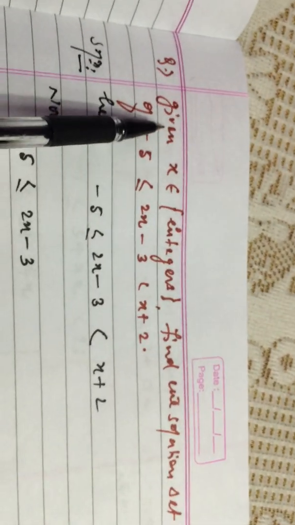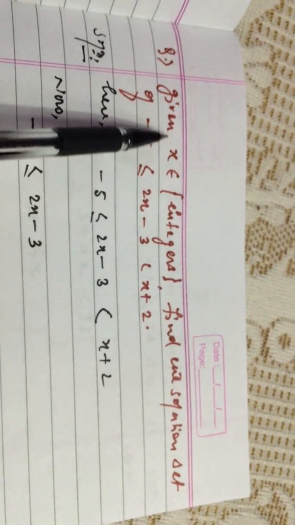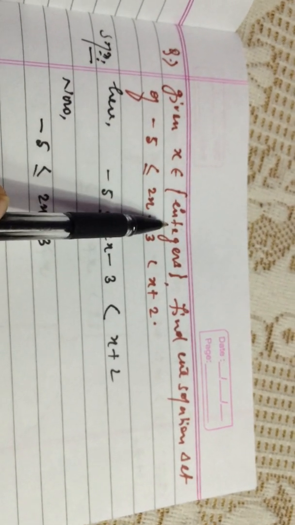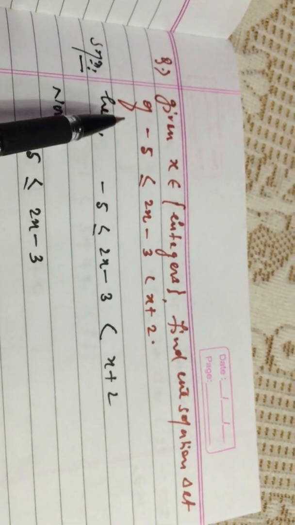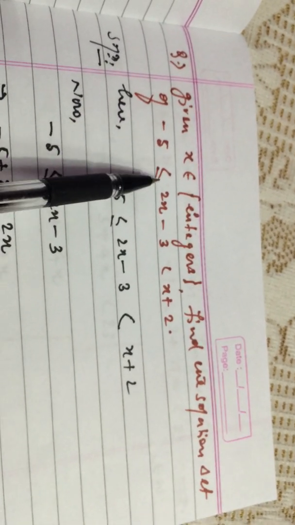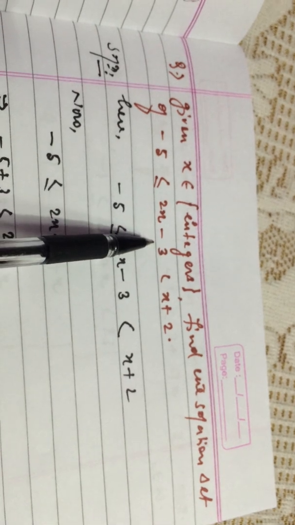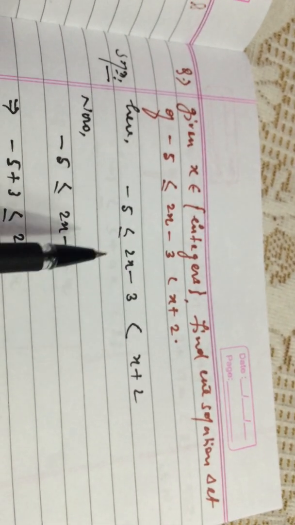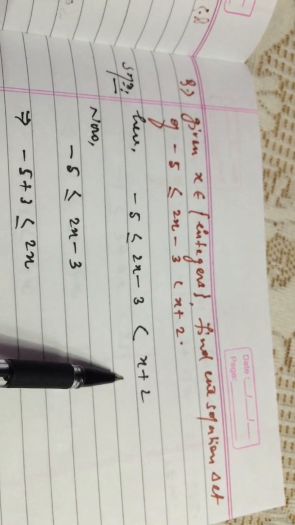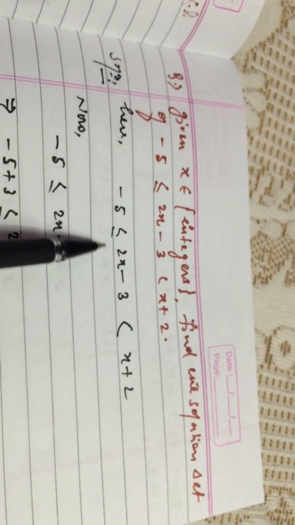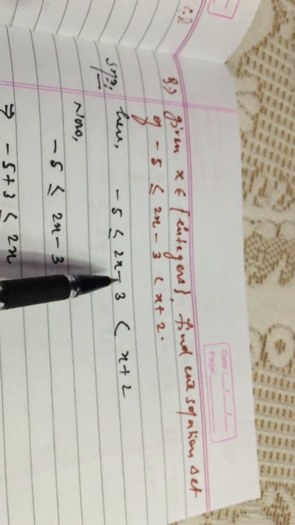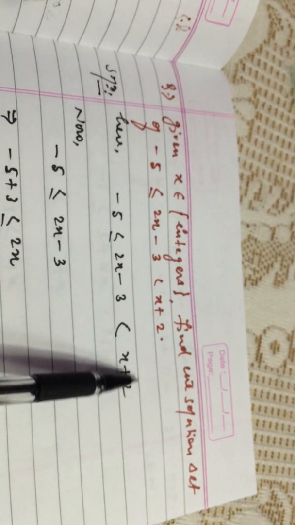Now see one more problem. Given x belongs to integers, find the solution set of minus 5 less than or equal to 2x minus 3 less than x plus 2. The inequation is this. In this inequation there are two different parts. The first part we will take from here, and the other part we have to take from here to here.